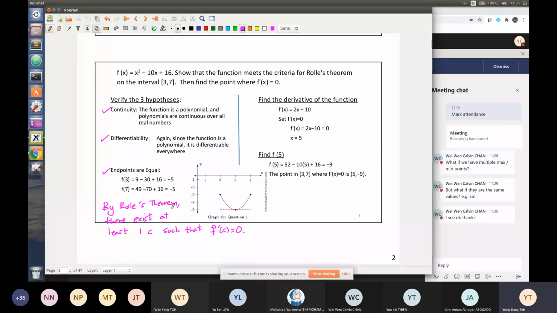Once you satisfy Rolle's theorem, right, this number, your critical number, will definitely be inside (3, 7) already. Okay, so let me just put a note here. Will definitely be in (3, 7) when Rolle's theorem is satisfied. Okay, questions?